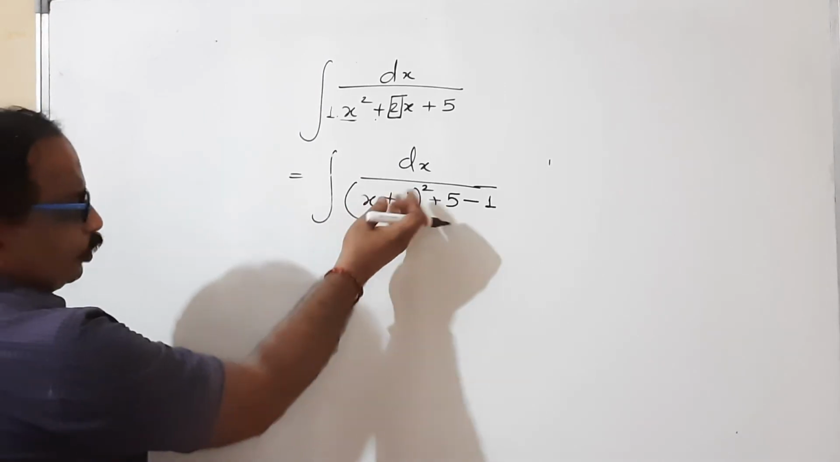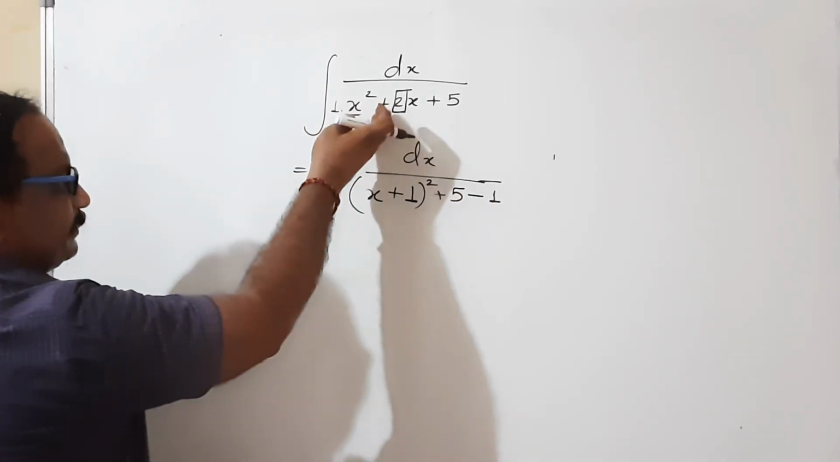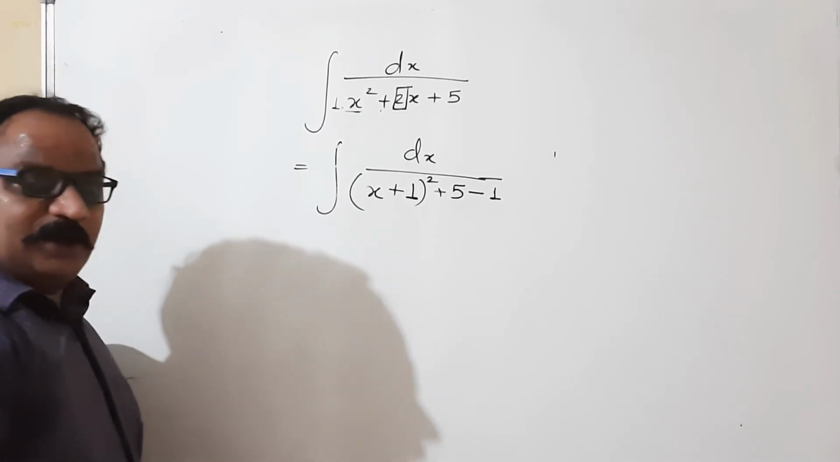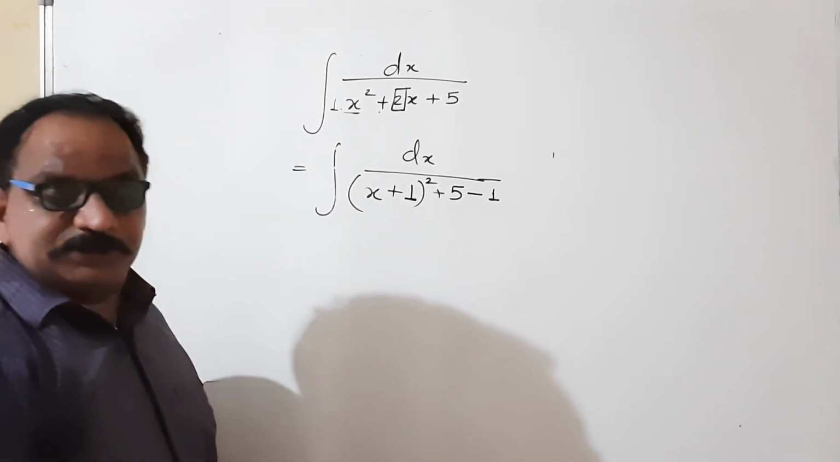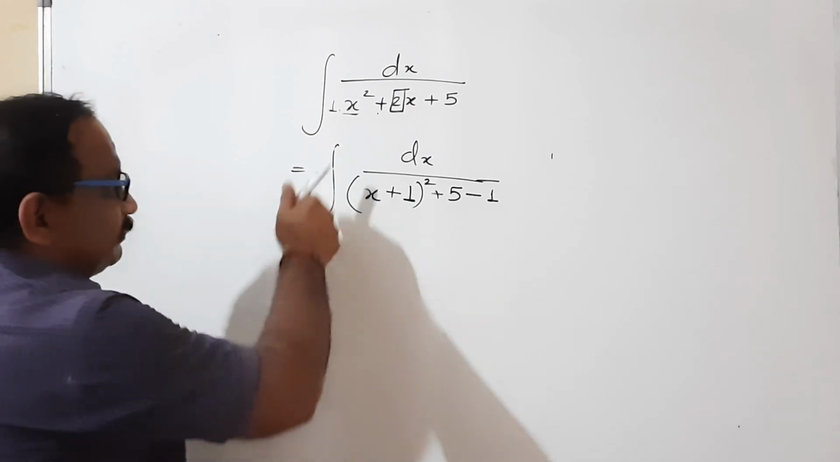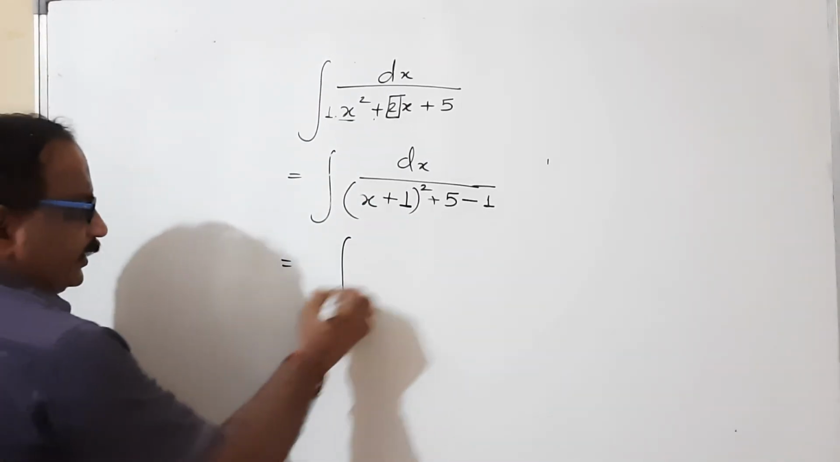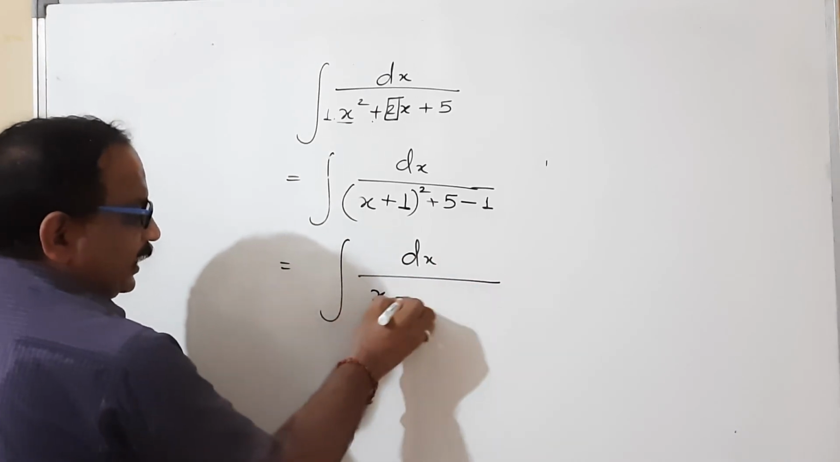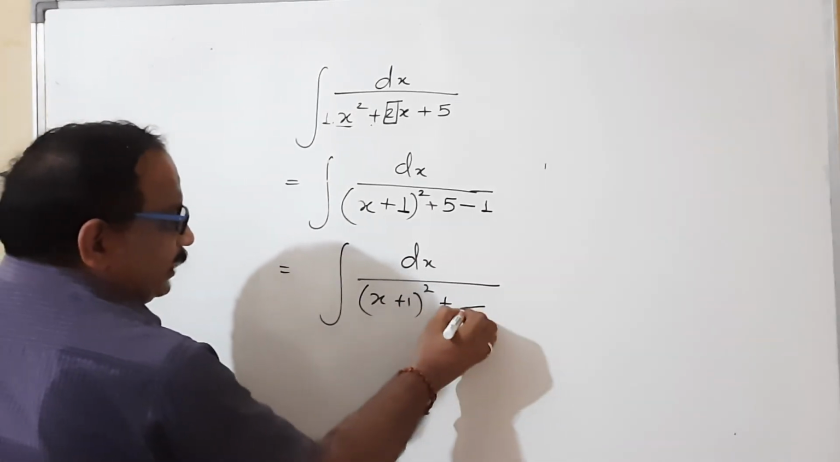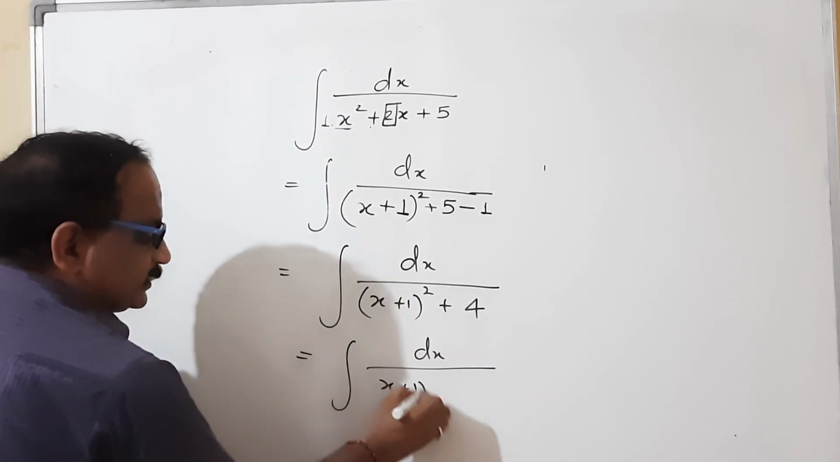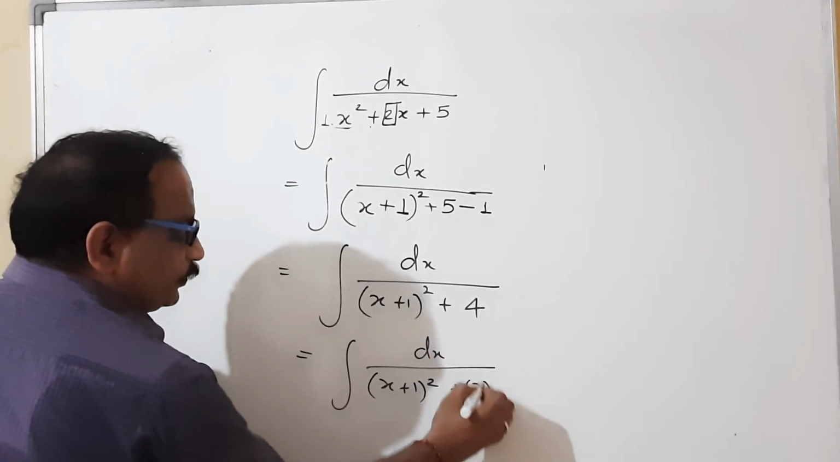Because after opening that bracket, we should get the same part we had earlier, right? So we have to balance. We have the right to modify the question, but we cannot change or alter the question. So here is the integral of dx upon x plus 1 whole square plus 4, which is dx upon x plus 1 whole square plus 2 square.